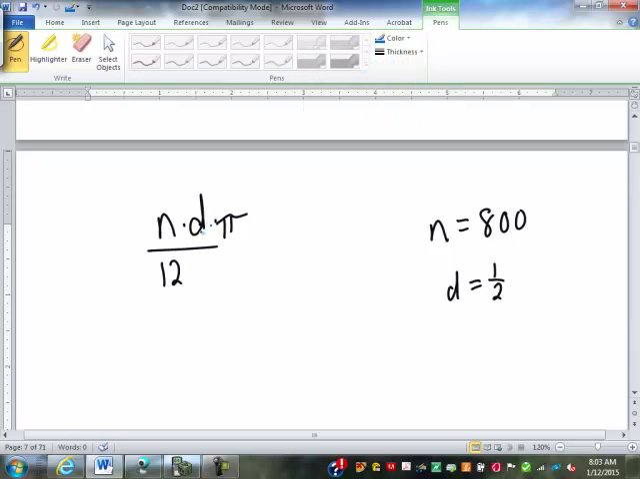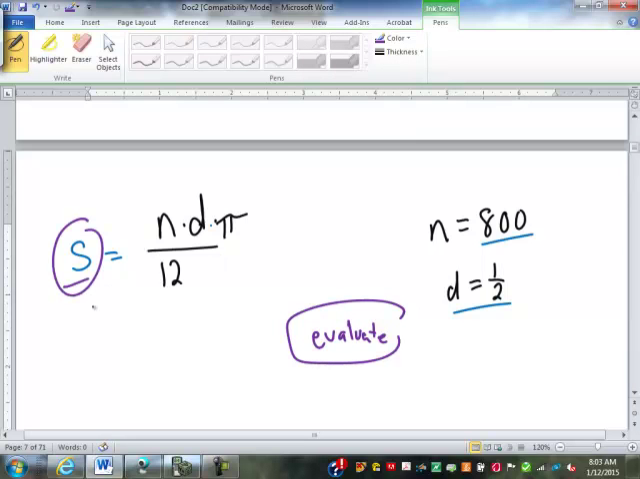N times d pi over 12. This is actually one of your cutting speed formulas, your surface cutting speed formulas. If I tell you that n equals 800 and d equals 1/2, we can evaluate this formula. In other words, we can find out what s over here equals when we plug all those numbers in.